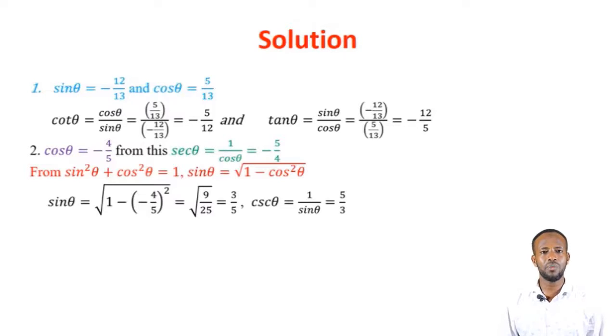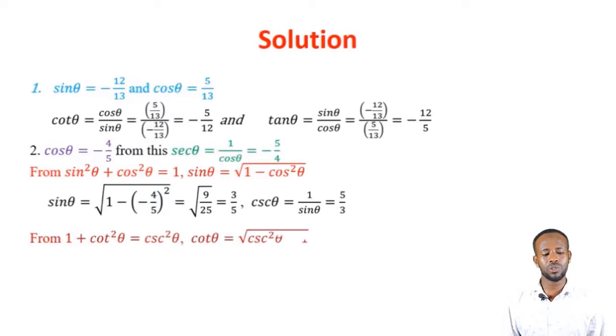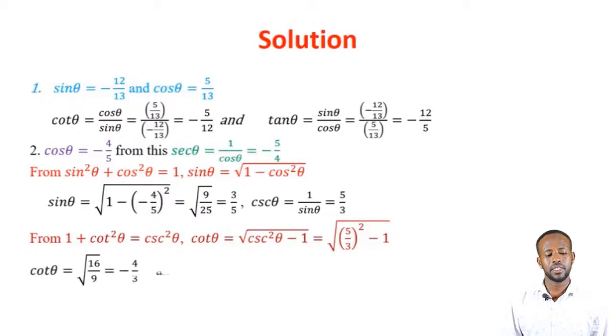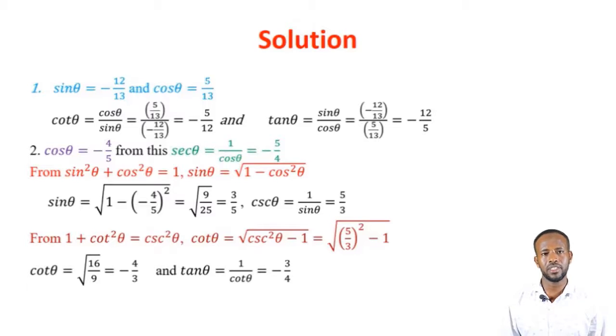What is left for us? We wanted to find tan and cot. If we have sine and cos, we can find that also by using quotient identities. But let us use the Pythagorean identity, 1 plus cot square theta is equal to cosecant square theta, so cotangent theta will be the radical of cosecant square theta minus 1. Cosecant we got as 5 over 3, when we square and subtract 1, it will become 25 over 9 minus 1, and we will get 16 over 9, which gives negative 4 over 3. If cot becomes this, tan will become negative 3 over 4, since they are reciprocals.